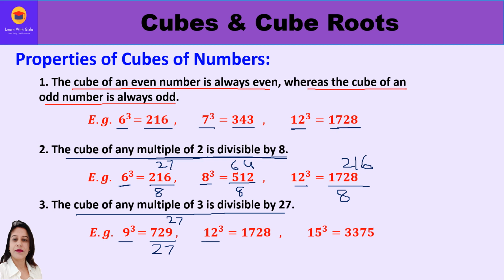Now 12 cube, 12 is a multiple of 3. 12 cube is 1728. If I divide it by 27, I will get 64, right? 15 cube is 3375. If I divide by 27, I shall get 125. So this is also divisible by 27. So we can say cube of any multiple of 3 is divisible by 27, right?